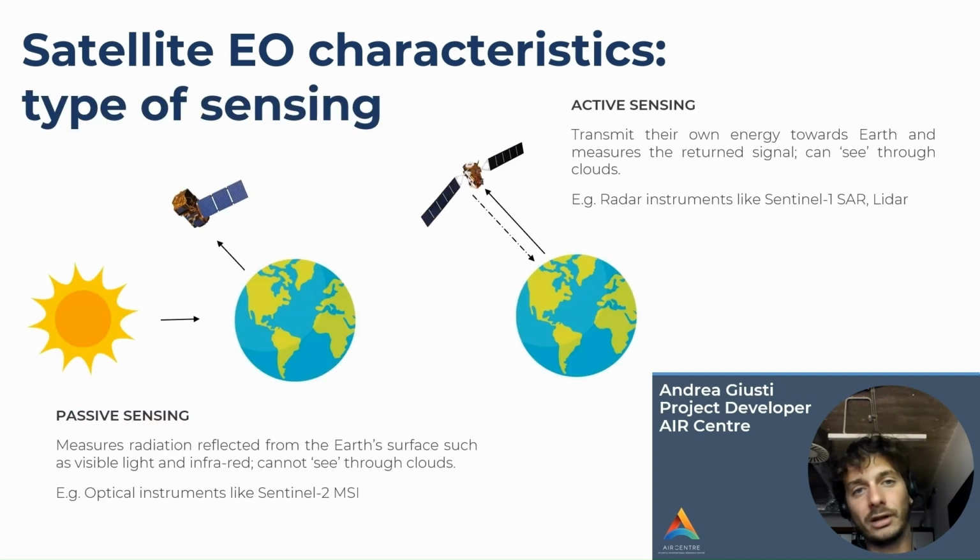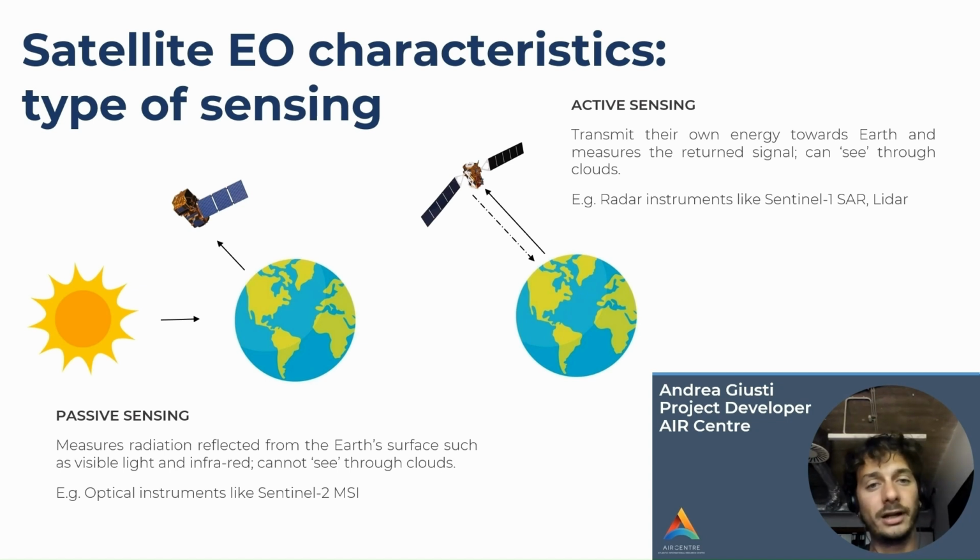Let's touch on another aspect of satellite Earth observation, the type of sensing provided by the instruments. We have two main types, passive and active sensors. As we have seen before, satellites measure the radiant energy that is either reflected or emitted by the Earth's atmosphere system. This energy is then converted into useful data like temperature, precipitation, or soil moisture. This type of satellite is generally called passive sensors.